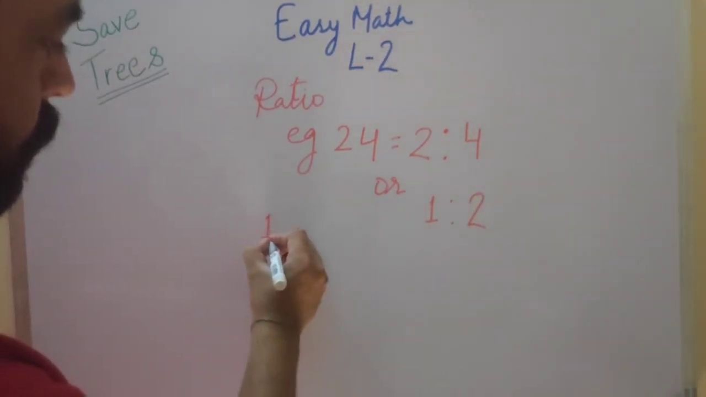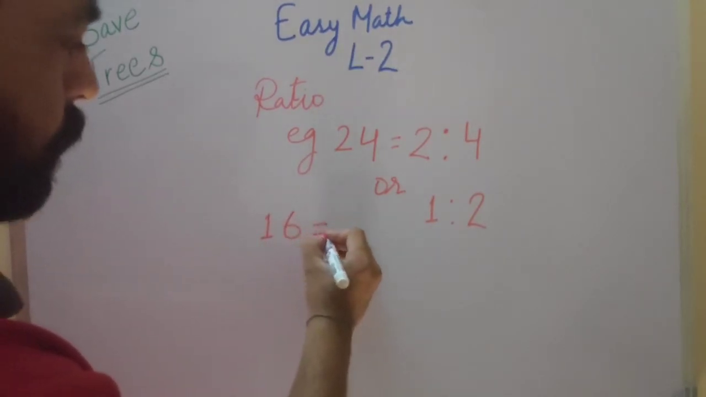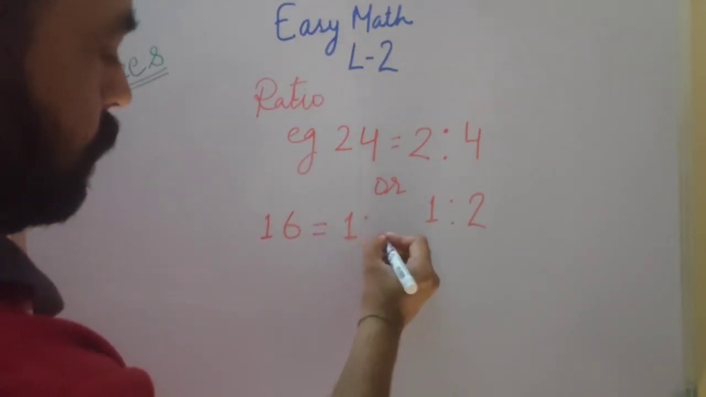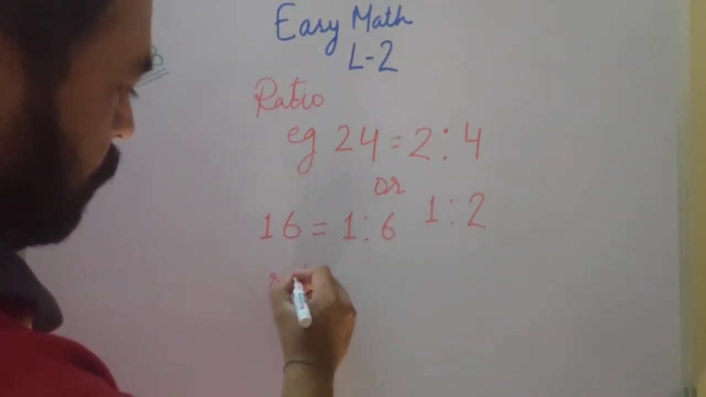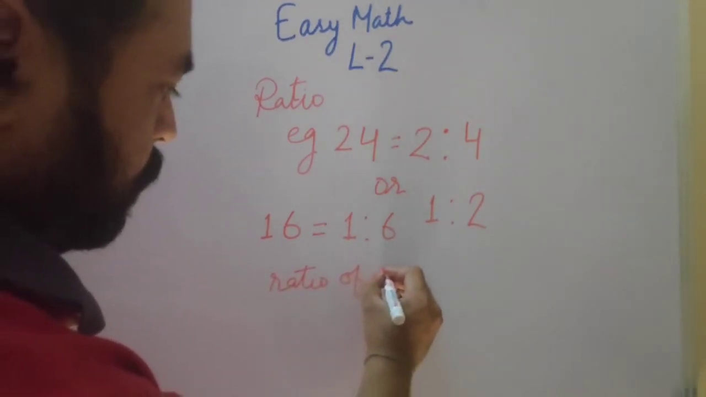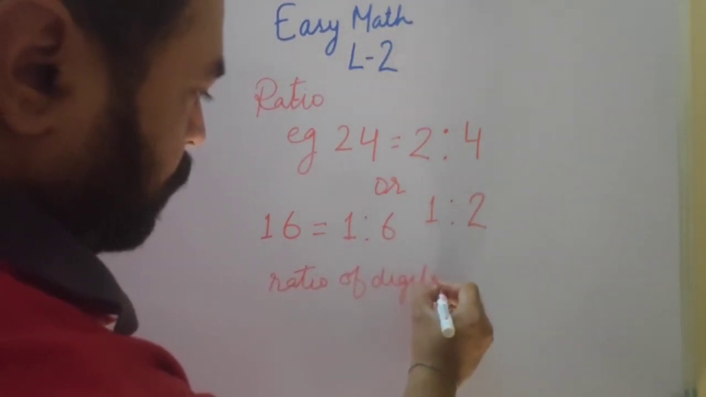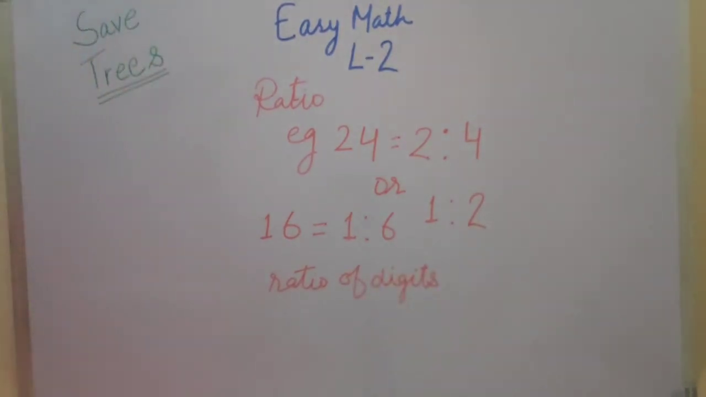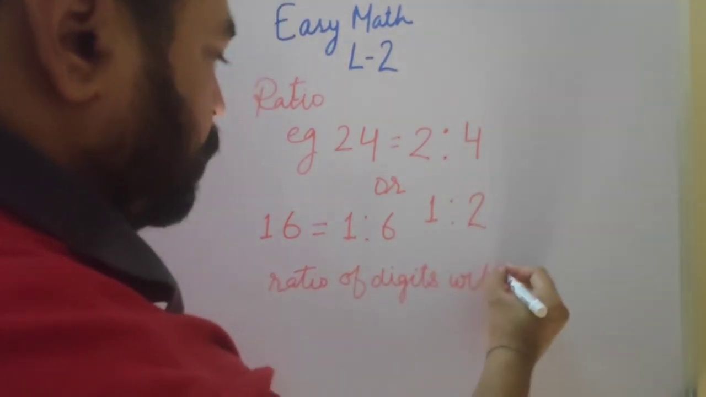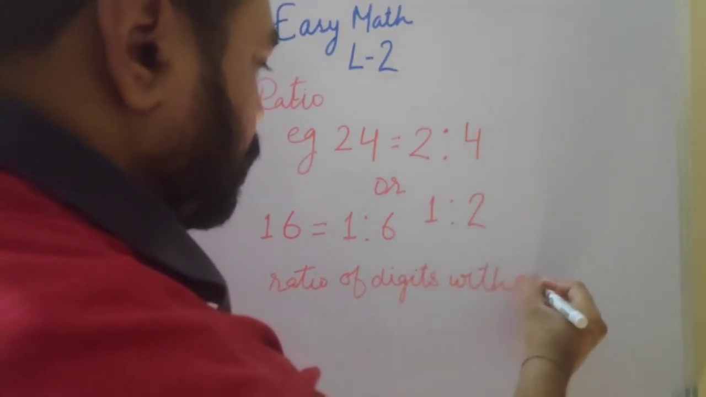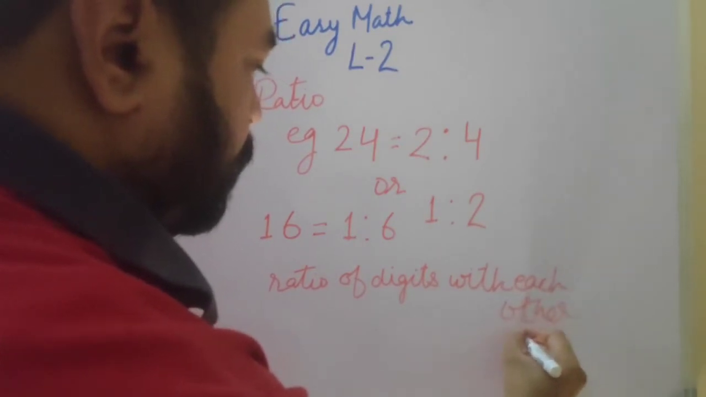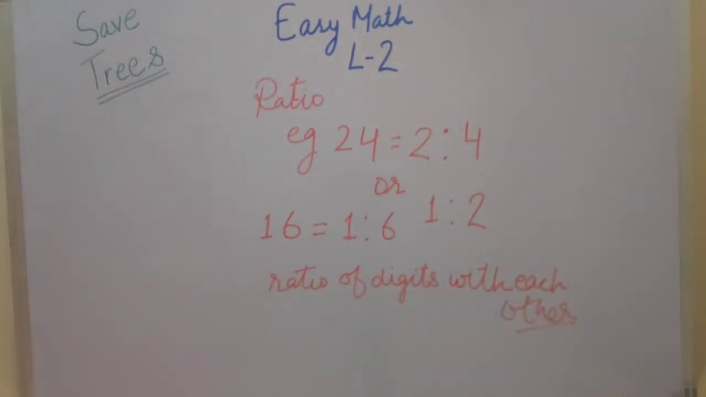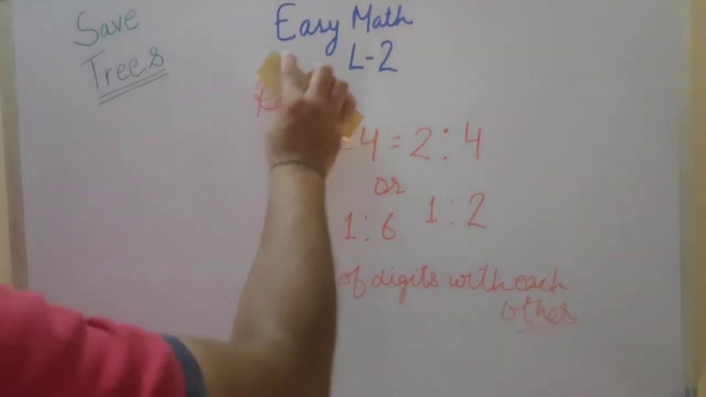Convert them into ratios. Let's take another number, 16. If you want to find the cube of this number, convert it into a ratio, which becomes 1 is to 6. These are ratios of digits with each other. This is the first and primary step that you should always remember.